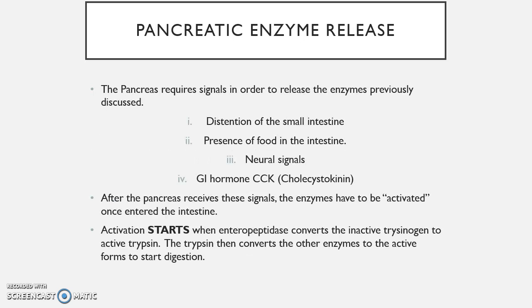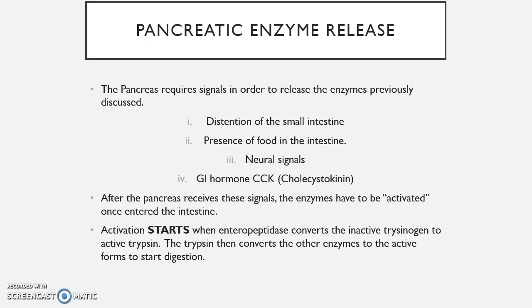The pancreas requires certain signals in order to release the enzymes that were just previously discussed. Some of these signals include the distension of the small intestine, the presence of food in the intestine, neural signals, or the presence of the gastrointestinal hormone CCK.